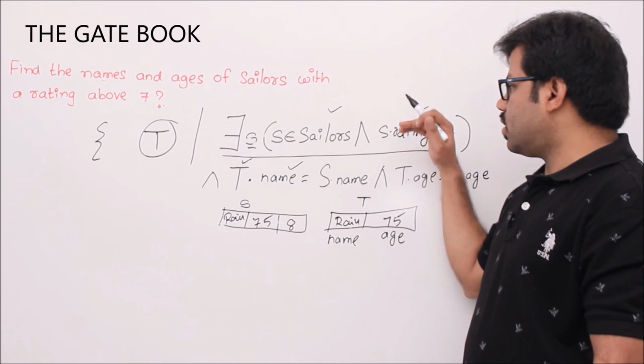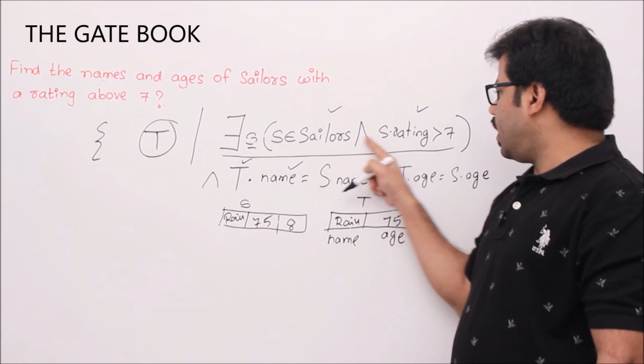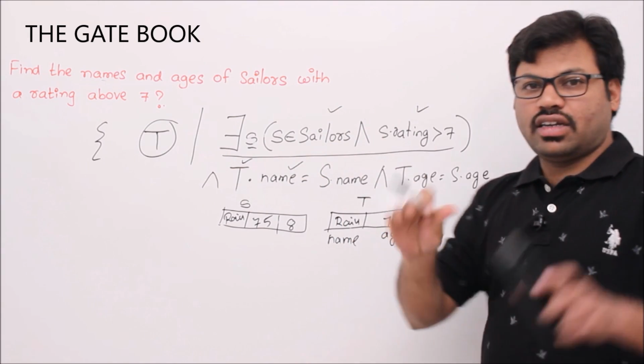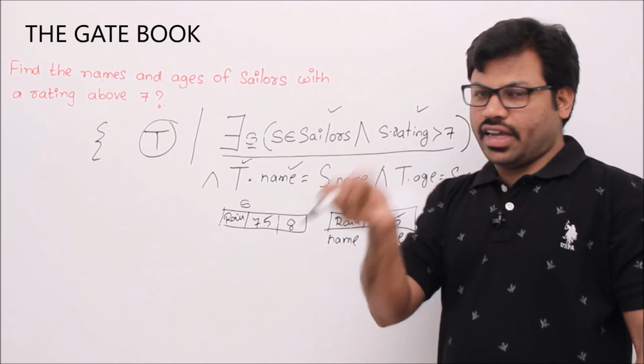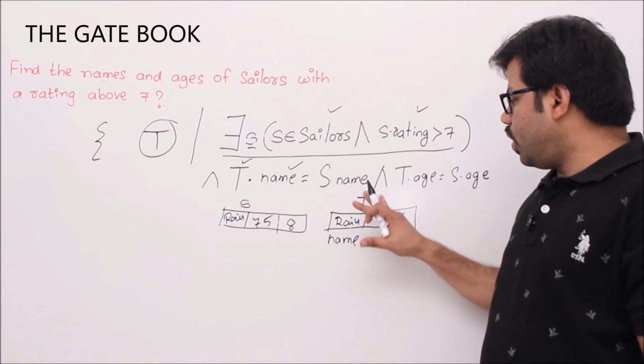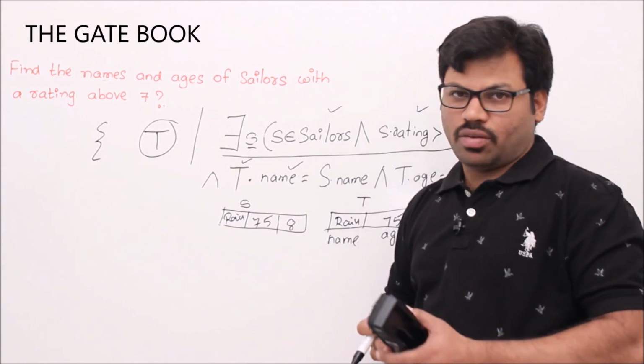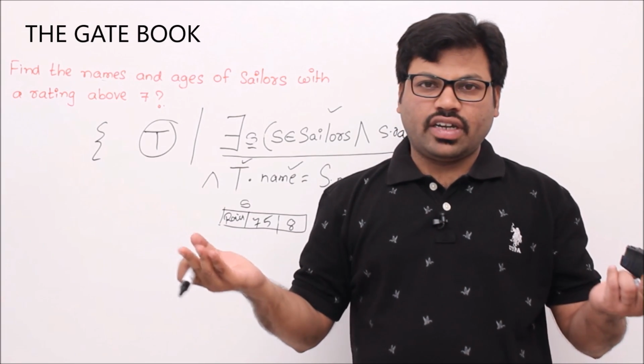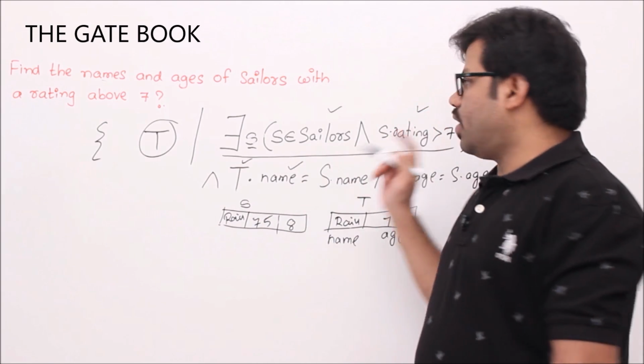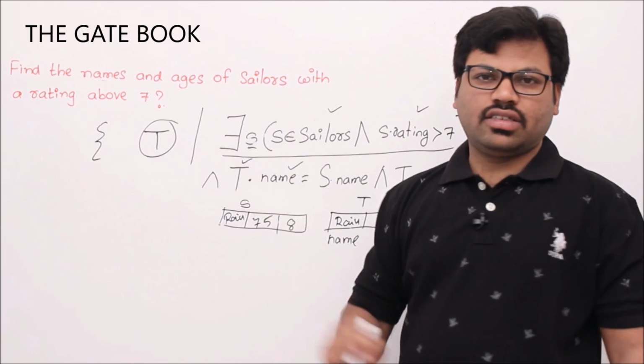First of all, write the core logic. There should be some sailor whose rating is greater than 7. Then take the tuples, name and age, into a random tuple t. That's it, and print the tuple. So what are you printing? You are printing all the sailors definitely whose rating is greater than 7, right? All the names and ages, correct?